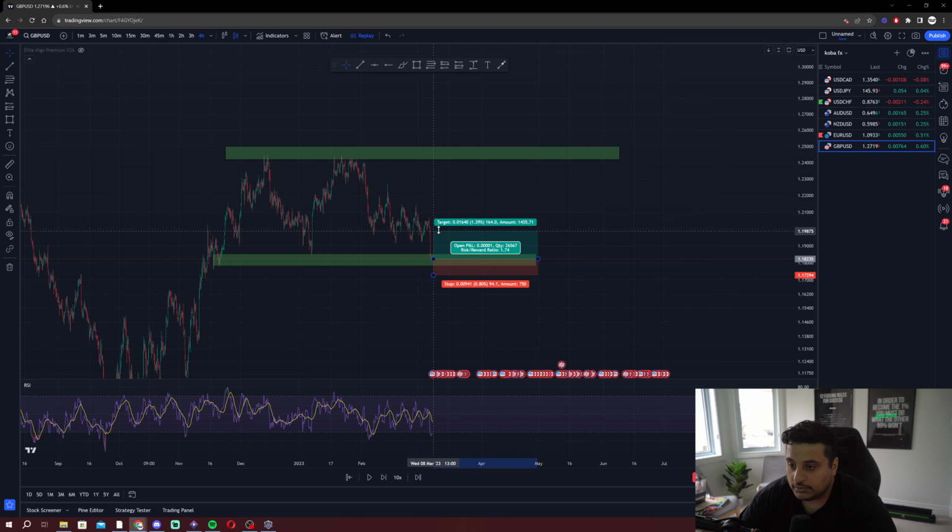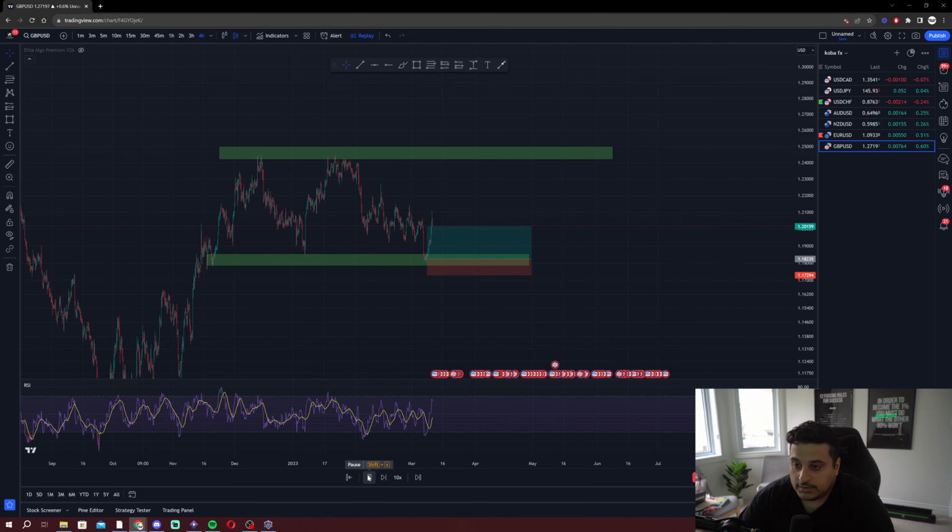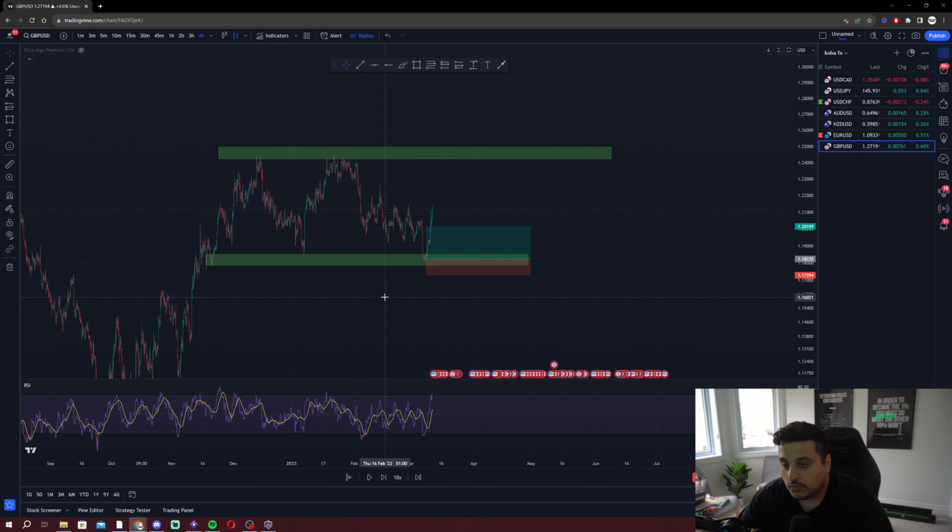I personally think a 2-to-1 risk-to-reward ratio is the sweet spot for me for this strategy. Then we take the trade and see what happens. Look at that. It's a winner. That's exactly how we take this trade and how we use this strategy. Let me show you one more example.